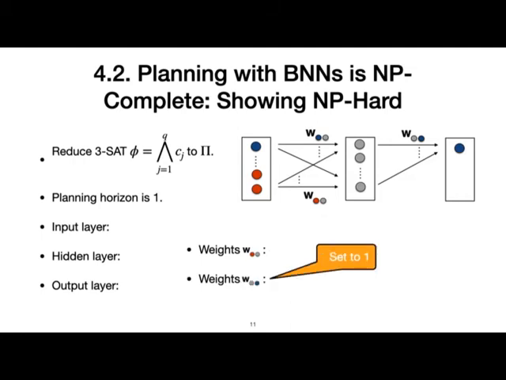Next, we set the weights between the hidden unit and the output unit all equal to 1. And this is sufficient to show that the problem is NP hard.